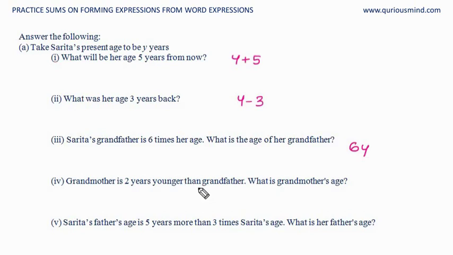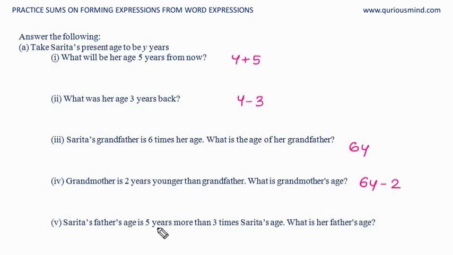Grandmother is 2 years younger than grandfather. Younger means less age. Less means we have to subtract from grandfather's age. So what is grandfather's age? It is 6y. And 2 years younger means minus 2. That is the grandmother's age, 6y minus 2. Now here, please remember, we are not using y directly, but we are using 6y, which is grandfather's age, because the relation given is between grandmother and grandfather. That's why we used grandfather's age and subtracted 2.